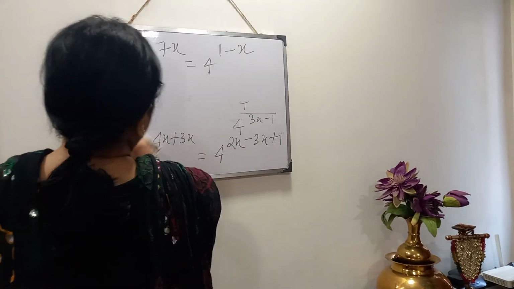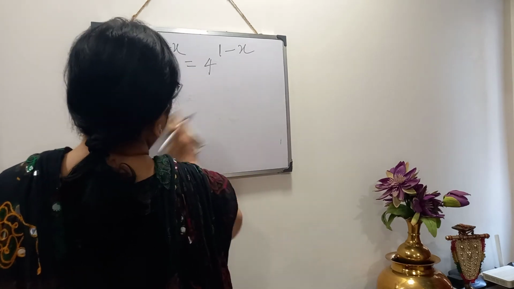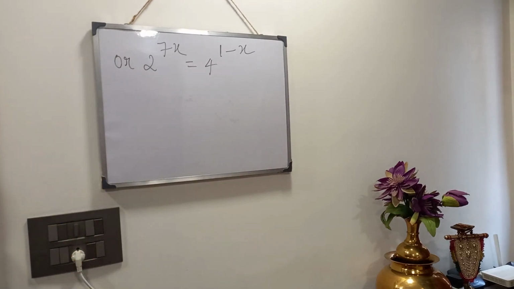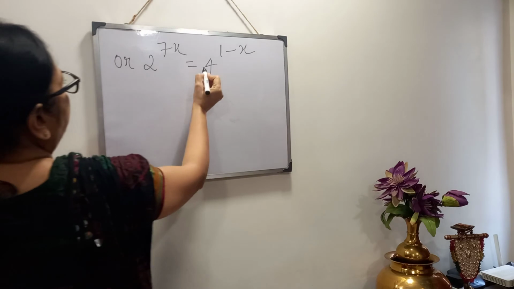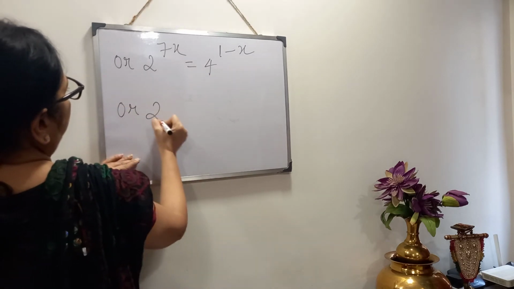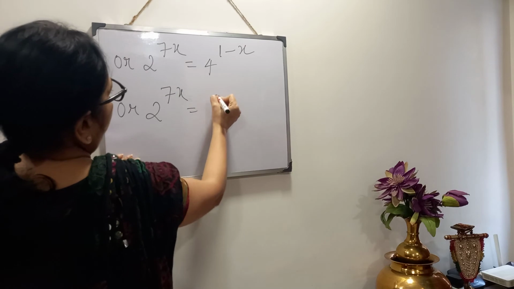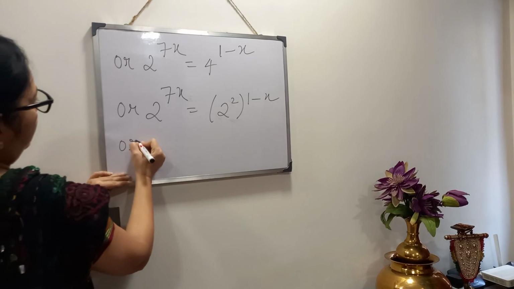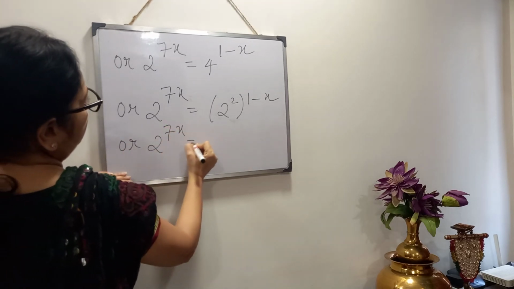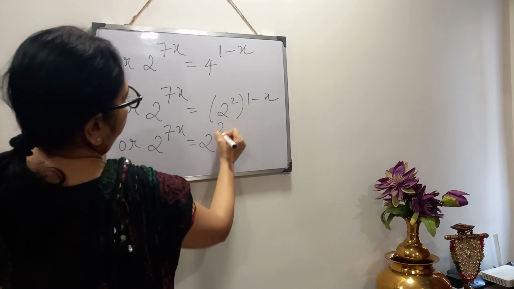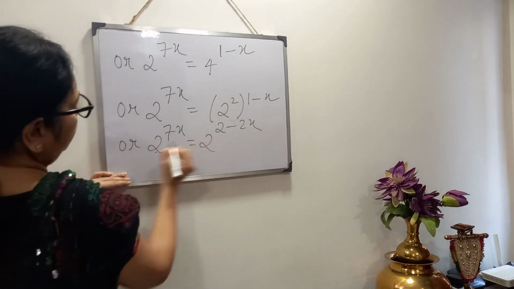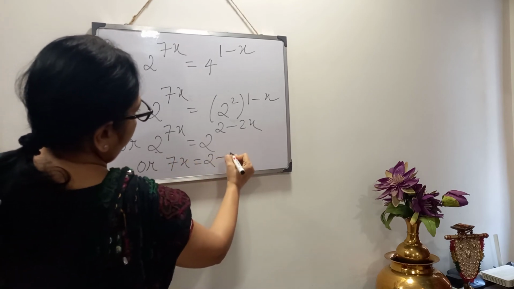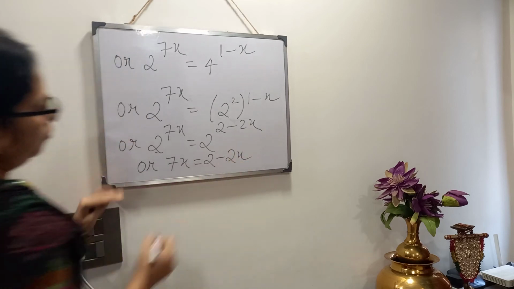Now see, left hand side your base is 2 but right hand side your base is 4. Now what to do? We have to convert 4 in terms of 2. 4 means 2 square. Clear? So we can write 4 means 2 square, and there is 1 minus x. Then as in the previous sum we have done, we will multiply, 2 ones are 2, minus 2x. Again base same from both sides. So we can write powers, this 7x equals 2 minus 2x.